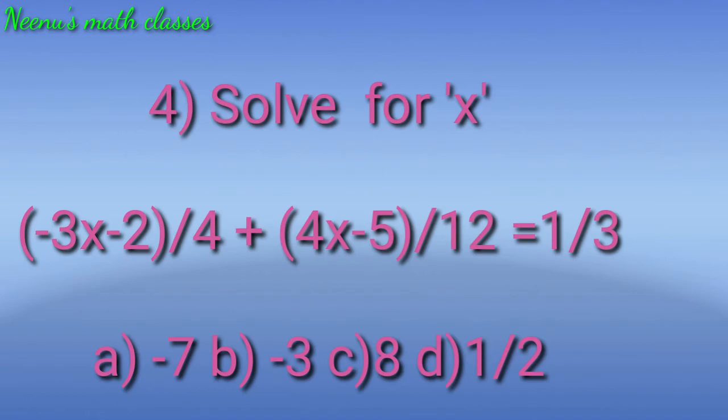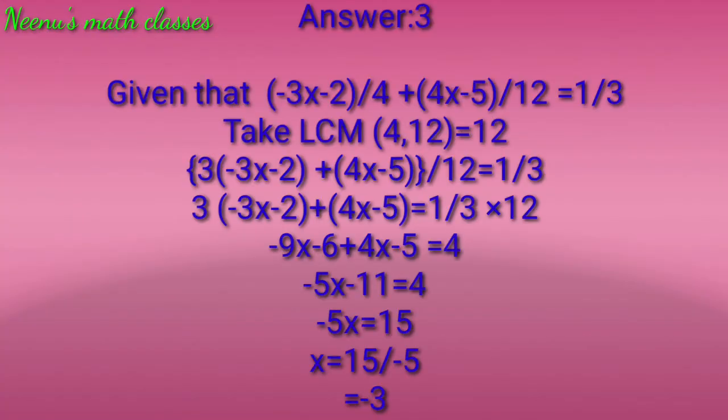Fourth problem, solve for x. Given that (3x minus 2) divided by 4 plus (4x minus 5) divided by 12 equal to 1 by 3. Its options are minus 7, minus 3, 8, 1 by 2. We want to find the correct answer. So the solution is minus 3.